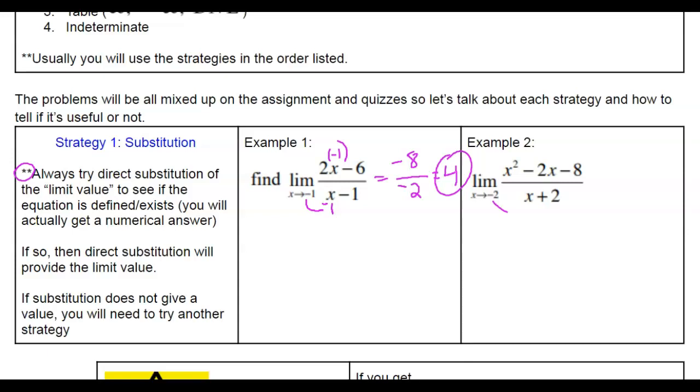On example number 2, if we substitute -2, I would get 0, which means it's undefined, okay? So what I need to do is I need to try another strategy. So try another. Okay, and we'll come back to this one.